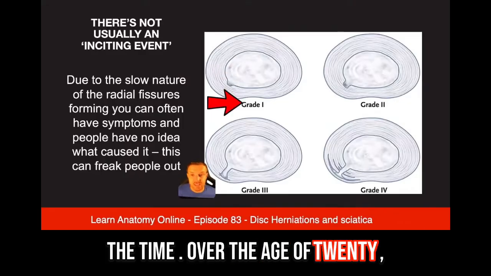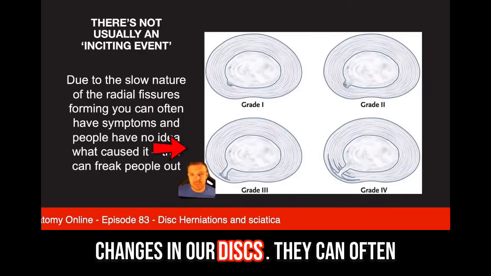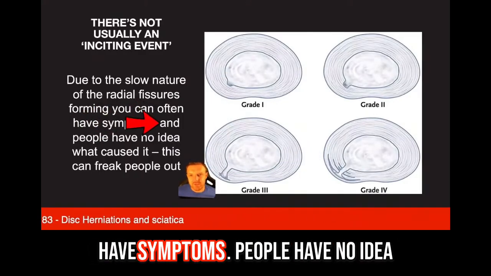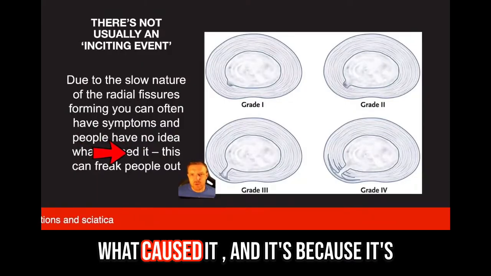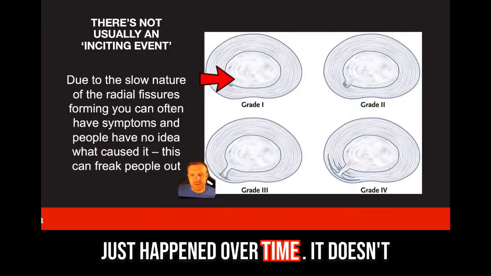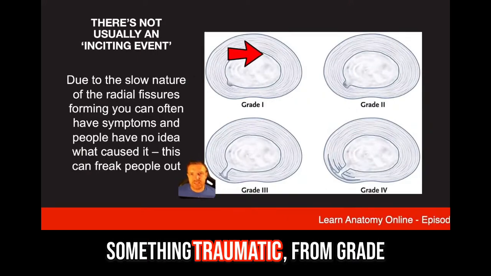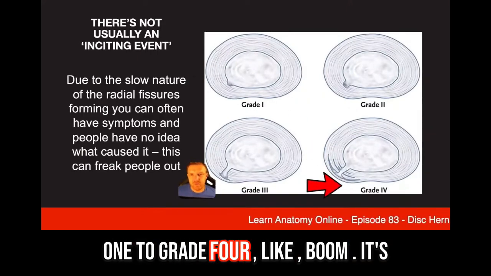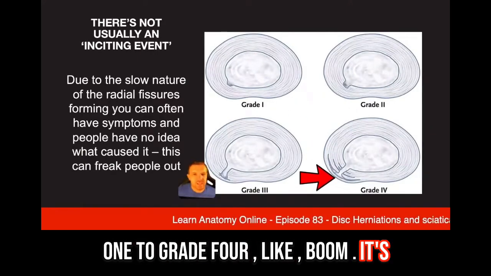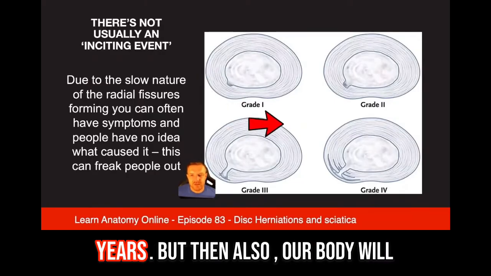Over the age of 20, we are going to have some kind of changes in our discs. They can often have symptoms. People have no idea what caused it, and it's because it's just happened over time. It doesn't go from, usually, unless there's something traumatic, from grade 1 to grade 4, like boom. It's not like that. This will happen over years.